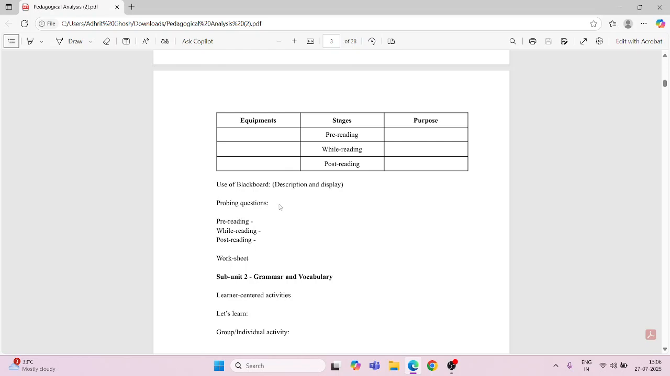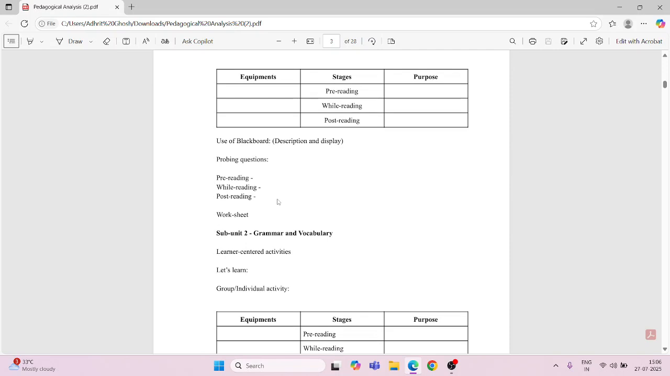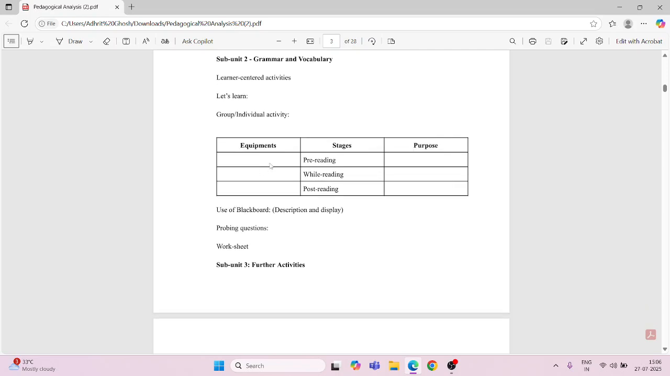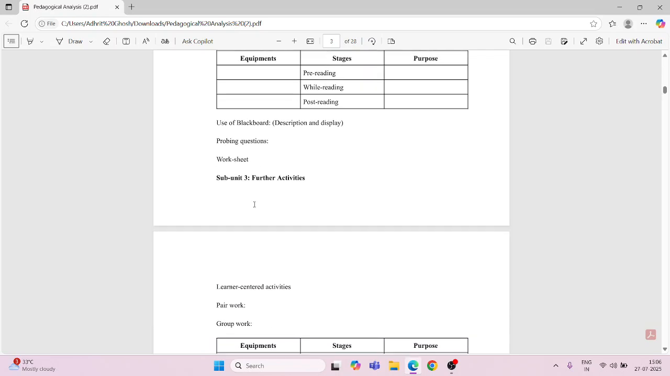Then you have to put in some probing questions in pre-reading, while reading, and post-reading stages. Then you have to give the worksheet. So then you move on to the next subunit. Same thing, same pattern, learner-centered activities. If you have any theoretical things to learn under Let's Learn for grammar, then you can put it under Let's Learn. And then you have individual activities, group activities, whatever. Same thing, then equipment, stages, and purpose. Use of blackboard, that is display and description, probing questions, worksheet.